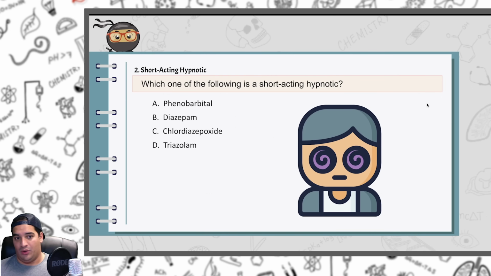And then as you go further down towards the long-acting, you get to phenobarbital. In this situation, phenobarbital is a super long-acting one, so I can't use that. Diazepam and chlordiazepoxide are long-acting benzodiazepines, so that's not the answer. And then triazolam and midazolam are the shortest-acting types of benzodiazepines, so I would say triazolam here.